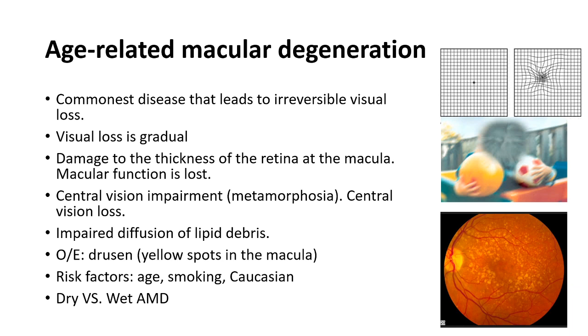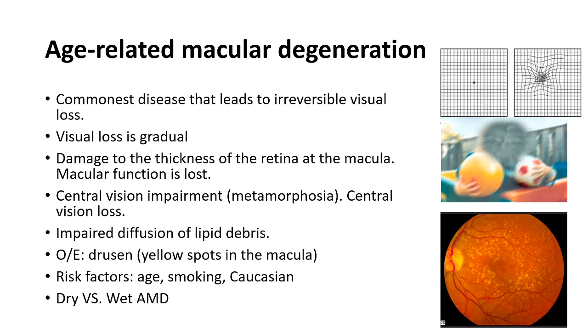Moving on, I am now going to talk about age-related macular degeneration. This condition is the commonest disease that leads to irreversible visual loss in the UK and the rest of the developed world. AMD is an acquired disease that may occur with the wear and tear of increasing age. The visual loss is gradual.